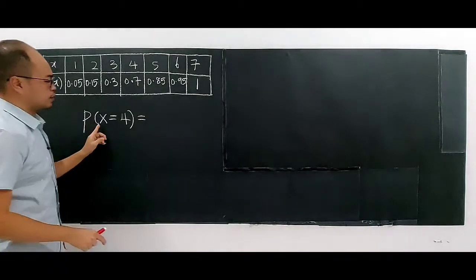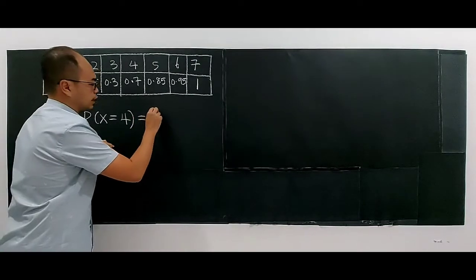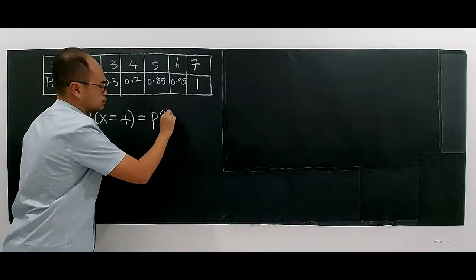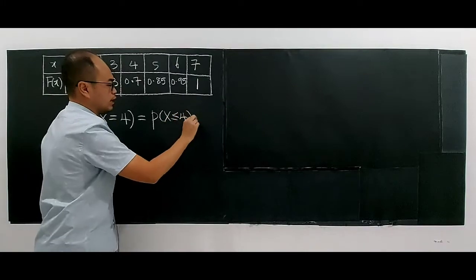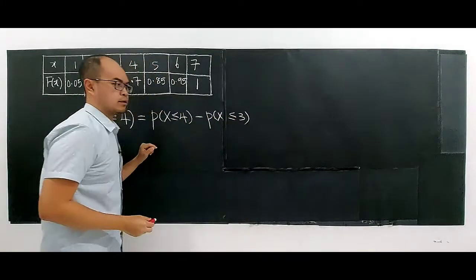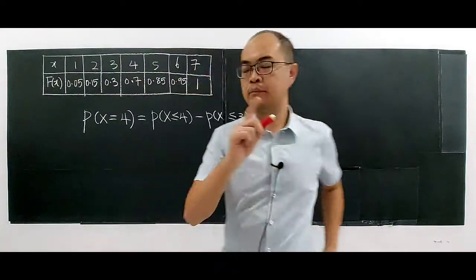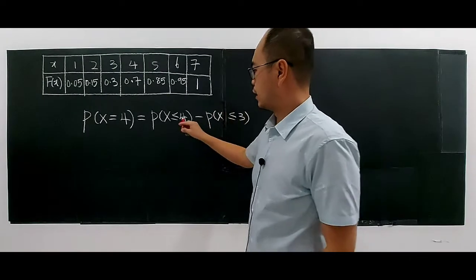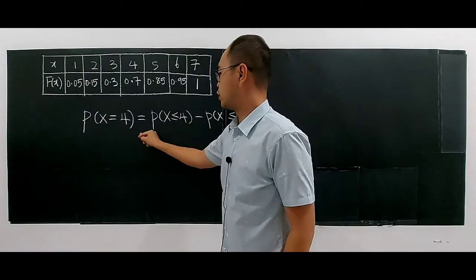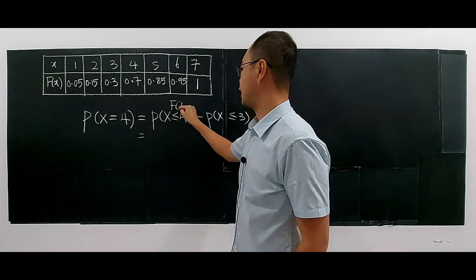So as you know, P(X equals 4) can be done this way: P(X less than or equal to 4) minus P(X less than or equal to 3), right? Then you will have a question mark in your mind. What does this mean? The meaning here is very simple. You look at this. What is meant by P(X less than or equal to 4)? It's actually the same as F(4), right?